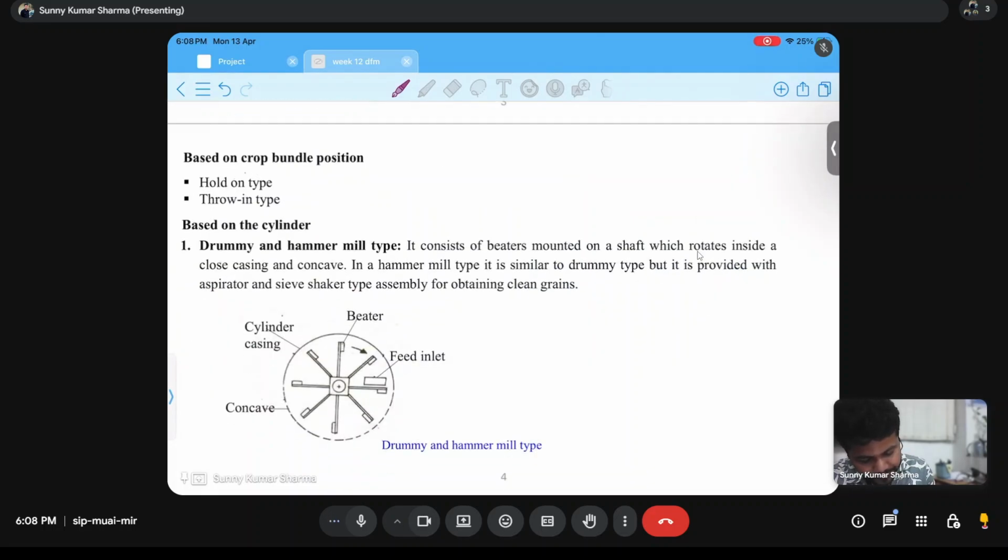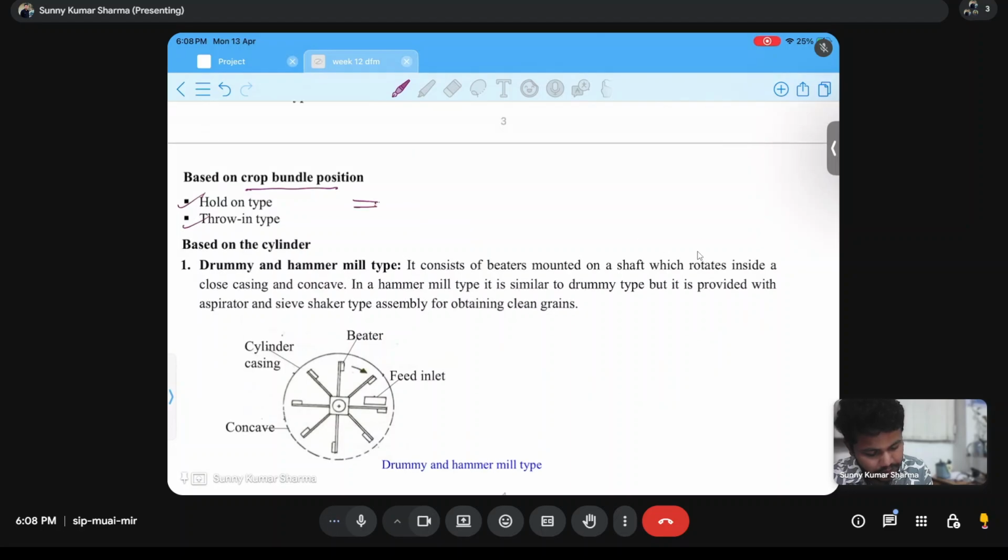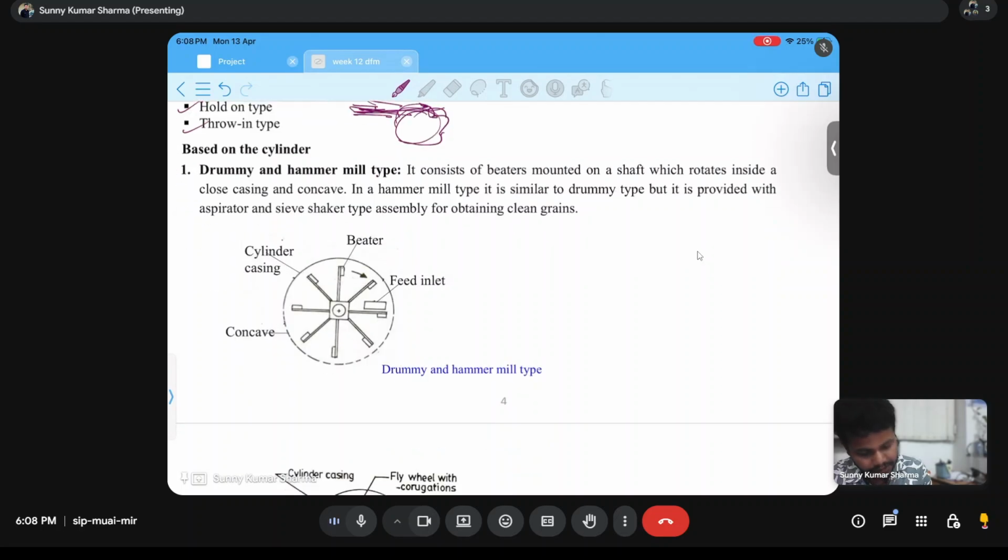The second classification is based on the crop bundle position, where first is hold on type, second is throw in type. Hold on type is the one in which we hold the crops, and the thresher threshes the crops. Throw in type is one in which we are not holding the crop, we are just giving it inside the thresher and it is being threshed.